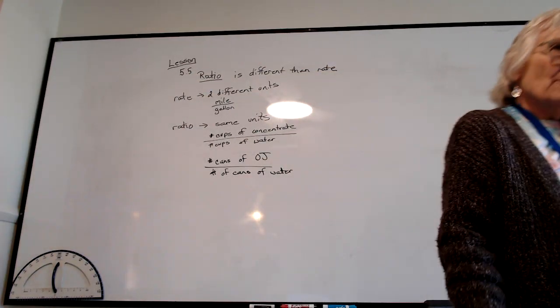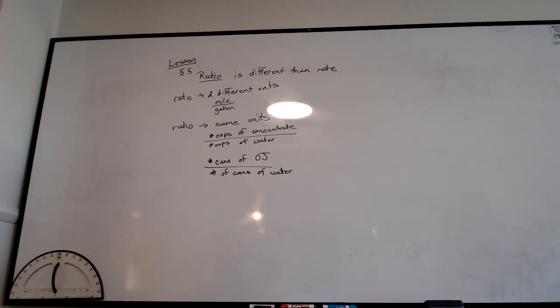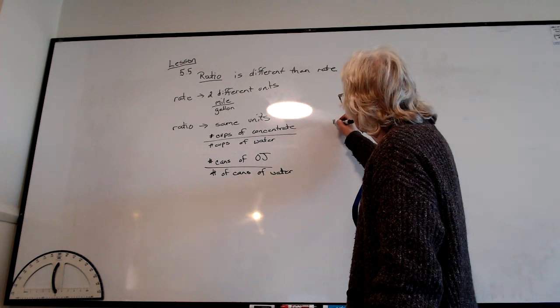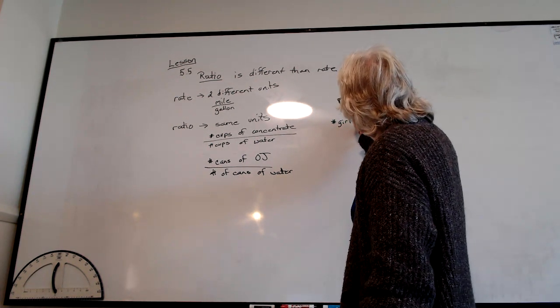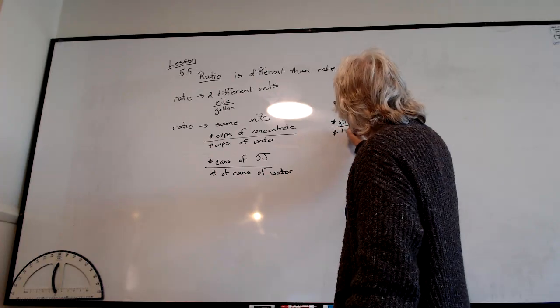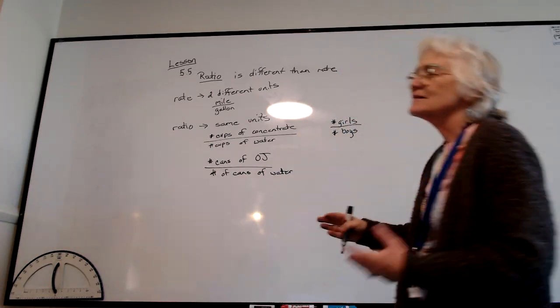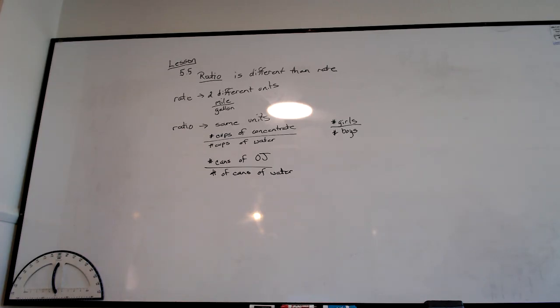Okay. Ratios might be of boys to girls. They're people, so the unit is a person. Okay, but we might have the number of girls to the number of boys. Okay, still the unit is a person. So both units are the same. Okay, so ratios are like that. Those are all ratios. So they're different than rates, but basically a ratio is used just like a rate.